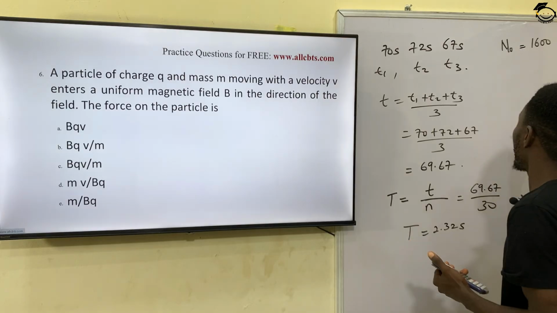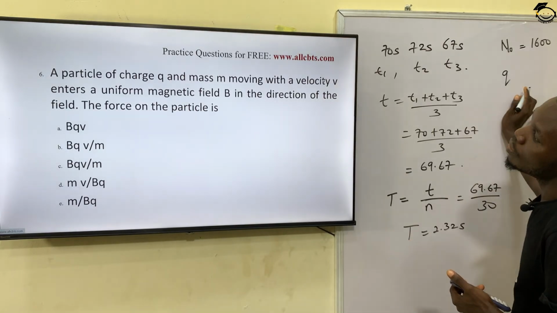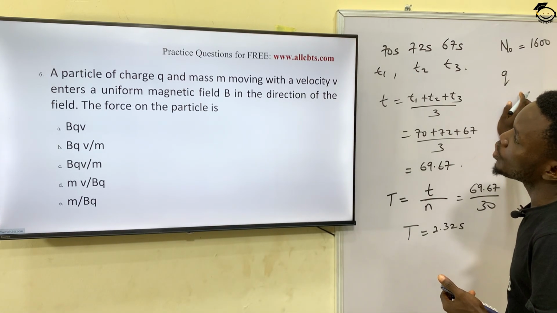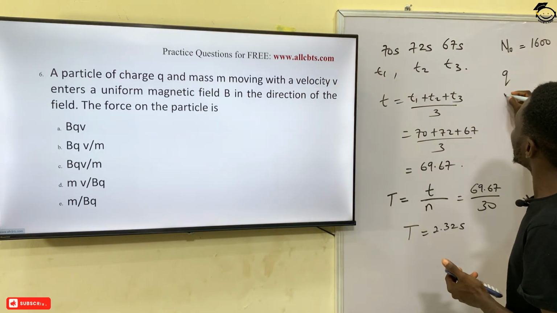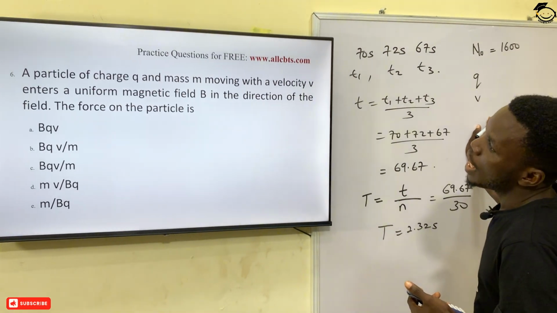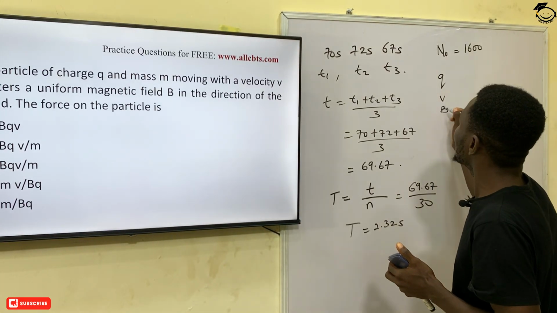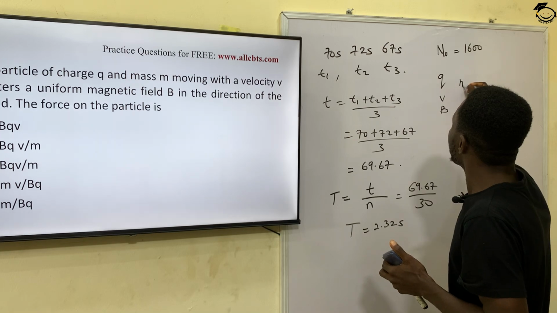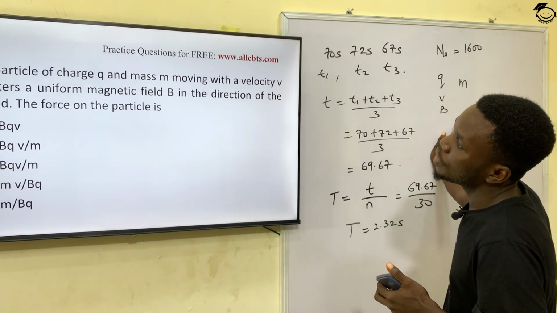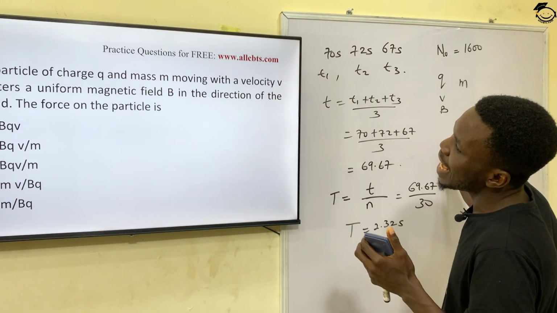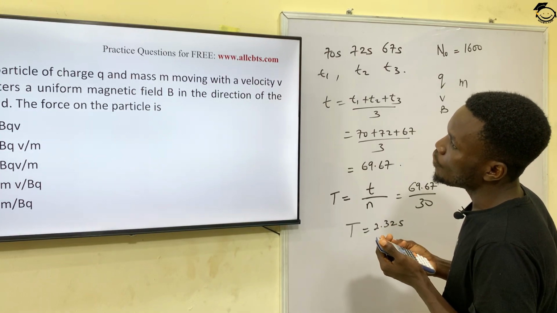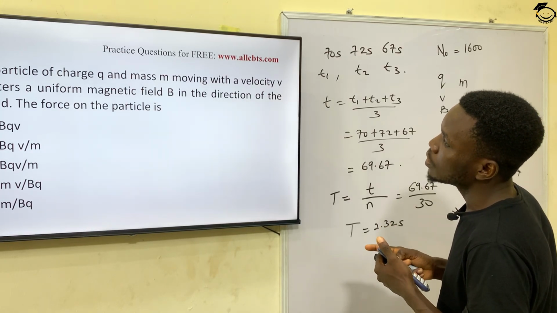So that takes us to question number 6, which says a particle of charge Q and mass M moving with a velocity V enters a uniform magnetic field B. So we have the charge Q, the velocity V, the mass M, and the magnetic field B. In the direction of the field, the force on the particle is dash.